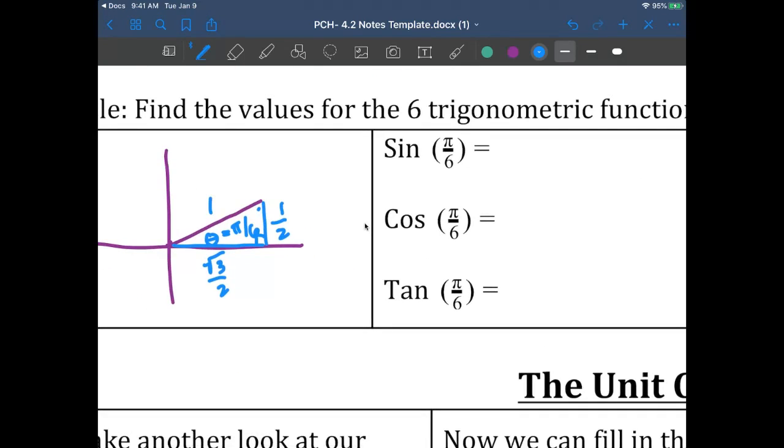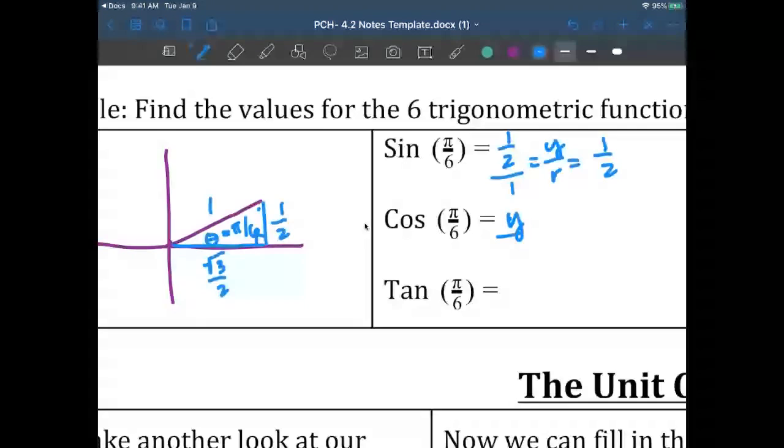So the sine of pi over 6, that would just be my y, 1/2. Technically, it's over 1 for the radius, so the y over the radius, which is just 1/2. So we can see that when our radius is 1, the sine ratio is just the y value. Okay, so the cosine of pi over 6 is x over 1. Our x value is root 3 over 2.